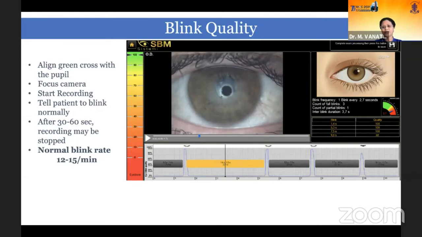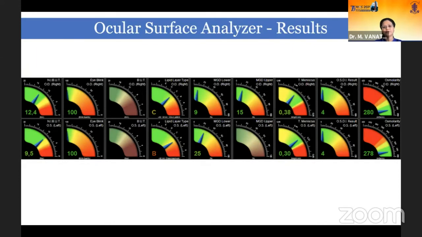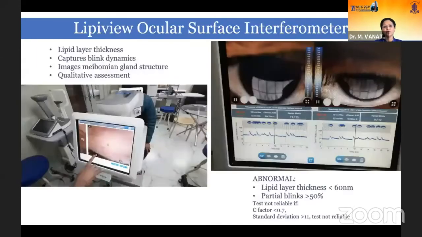The blink quality, as I already told you, can tell you the number of complete blinks and partial blinks, and this helps you analyze how a complete blink is absent in a particular patient. As we know, a complete blink is really essential for the even spreading of the tears, and the negative suction pressure helps the expression of lipids from the meibomian glands for the good health of the ocular surface. So that's in a nutshell what you could look at in the ocular surface analyzer.